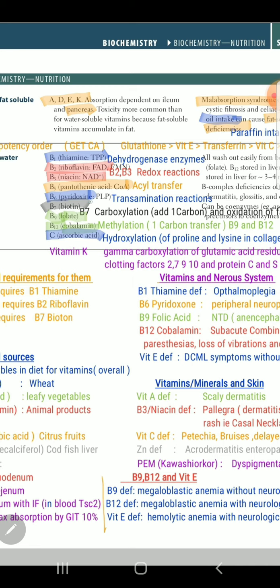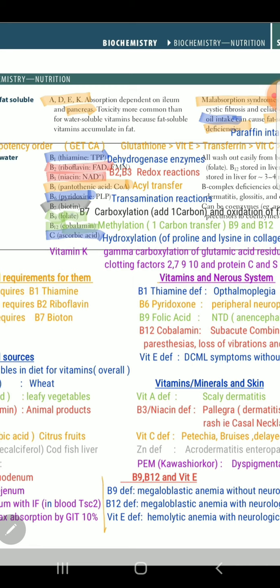B6 or pyridoxine, it is important for transamination reactions related to ALT and AST in the liver. So B6 pyridoxine, we know that in TB, isoniazid use can lead to pyridoxine deficiency, and that is also asked in MCQ. And transamination reaction is another MCQ related to B6. I will discuss in detail as well.